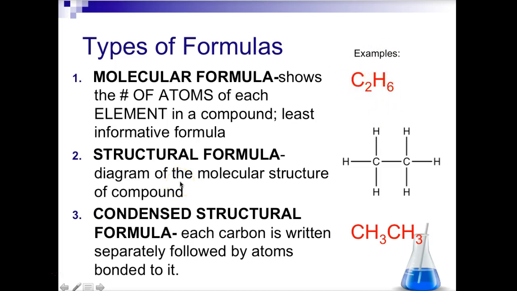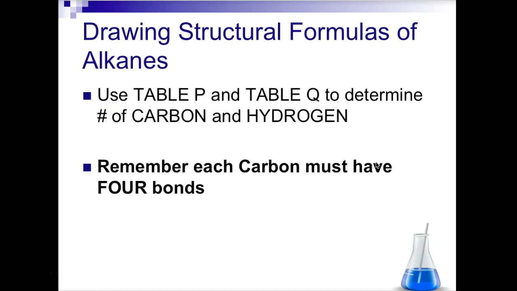Then we have a structural formula. It's the diagram of the molecular structure of a compound. So we have 2 carbons. Each carbon has 3 hydrogens around it, and then they're bonded to each other. Then we have the condensed structural formula, which is each carbon is written separately, followed by the atoms bonded to it. So this will tell you that this carbon has 3 hydrogens around it, this carbon has 3 hydrogens around it, and then the 2 carbons are bonded together. So the condensed structural formula is easiest written after we write the structural formula.